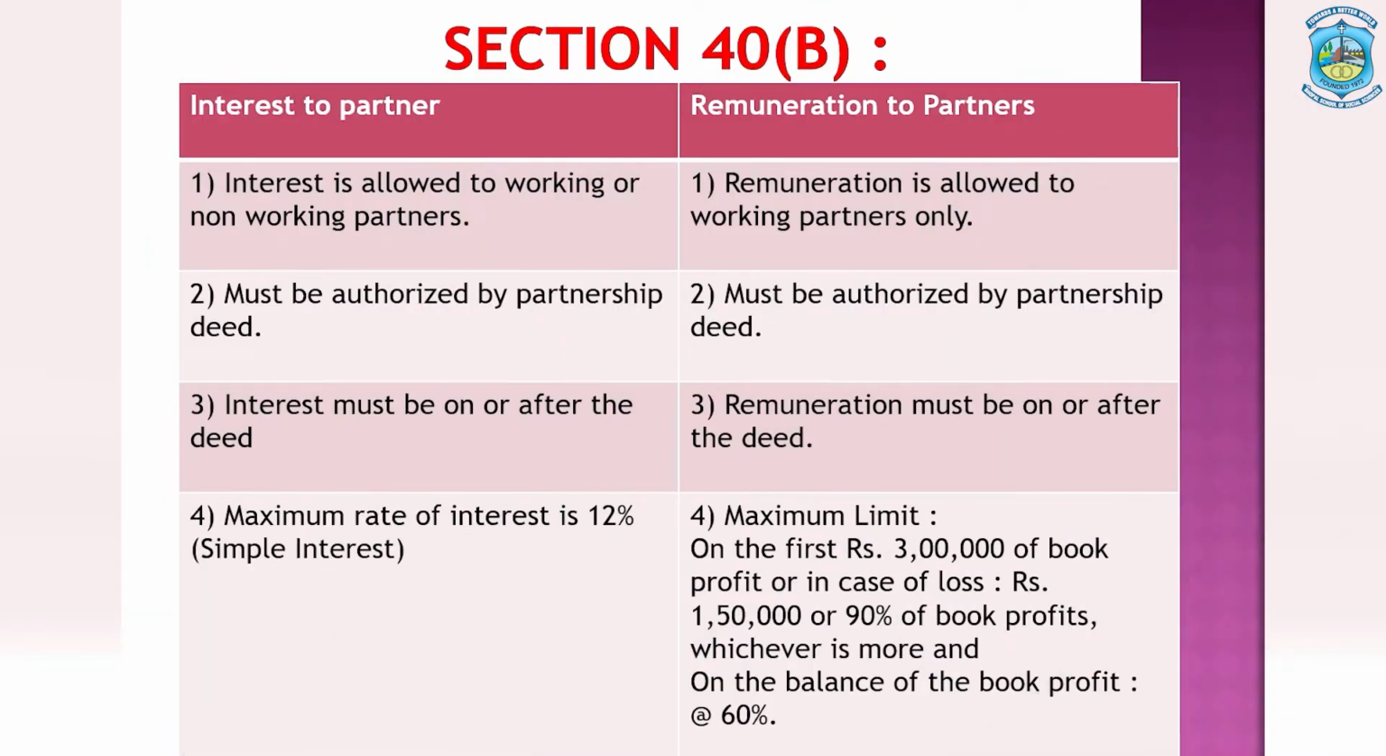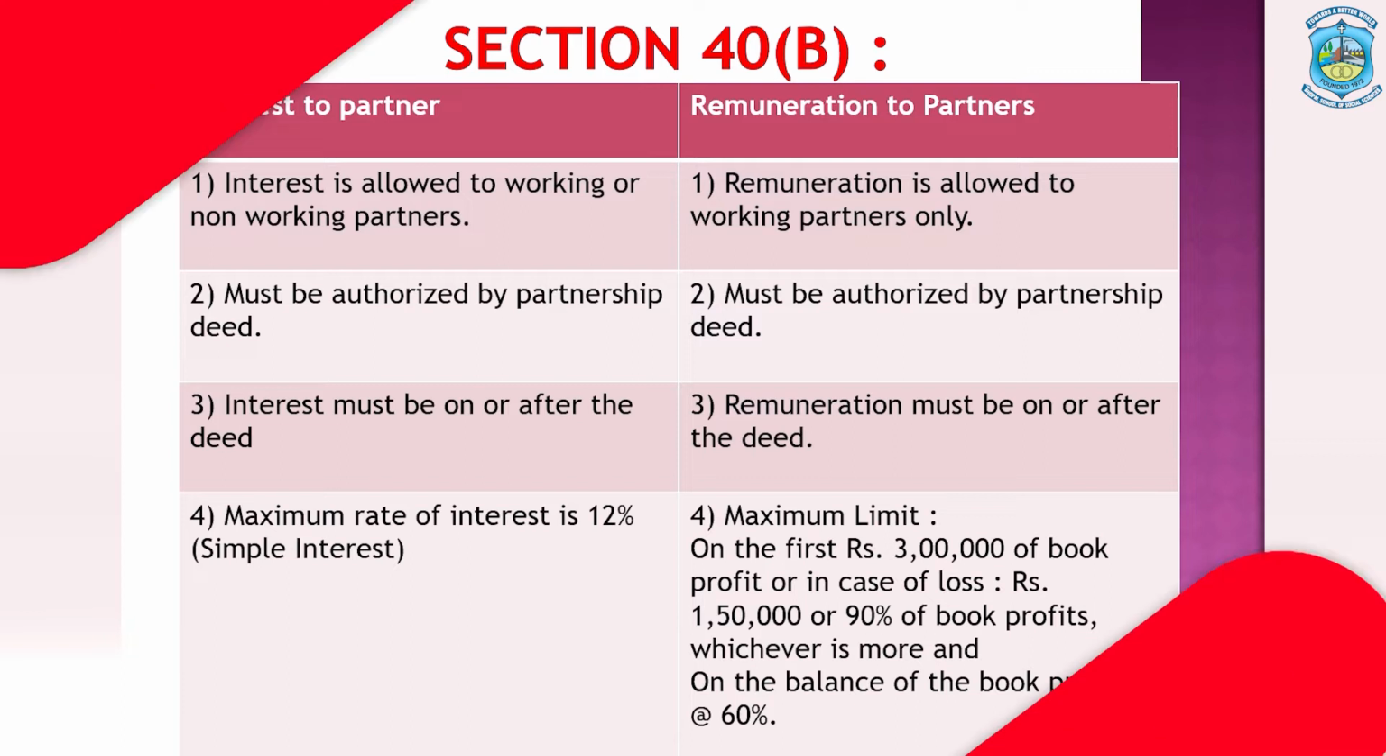I repeat, 1,50,000 or 90% of the book profit, whichever is more. And then on the balance of the book profit, you have to take 60% of the amount. When you add both these amounts, you are going to get the maximum limit of the remuneration under section 40B. This calculation will have more clarity when we do a practical question in our later slides.